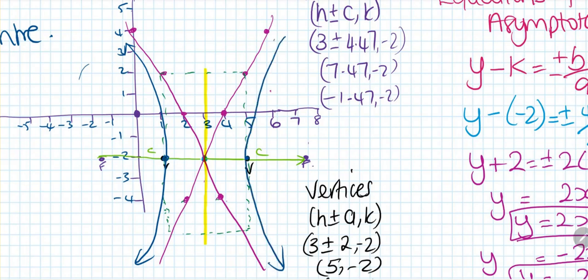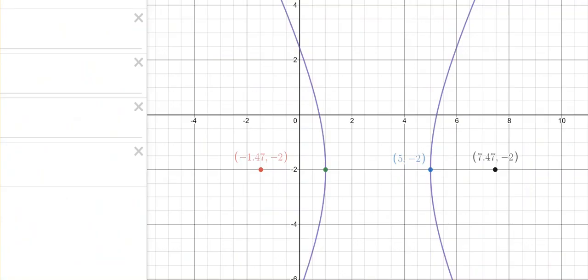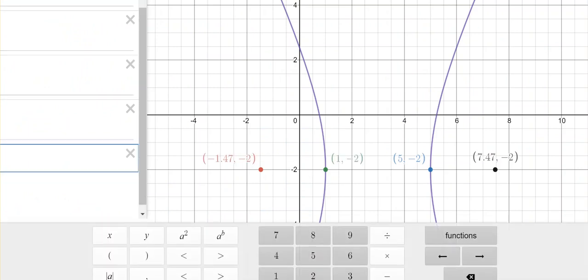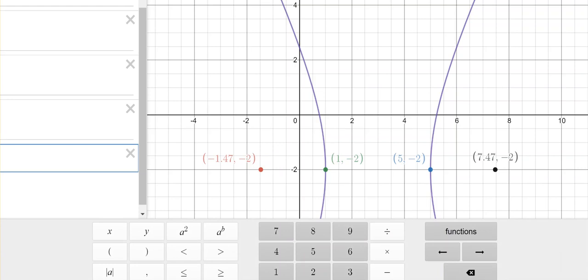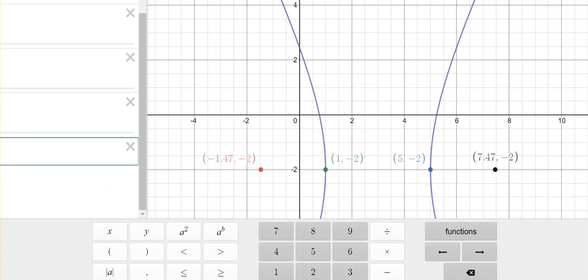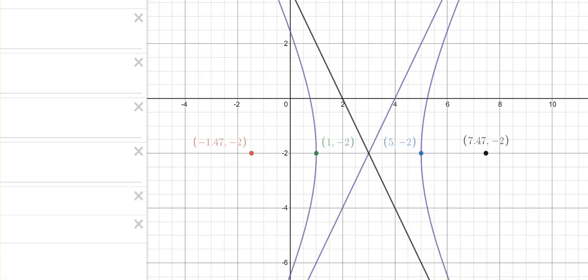So we'll have a look at it on Desmos. If we put in our asymptotes as well, the asymptotes will be at y equals 2x minus 8 and y equals minus 2x plus 4.